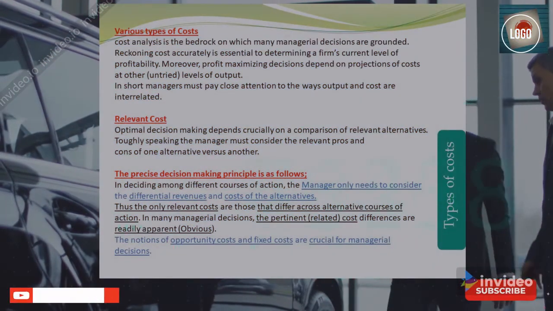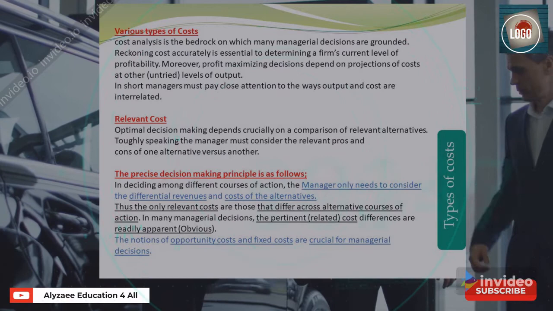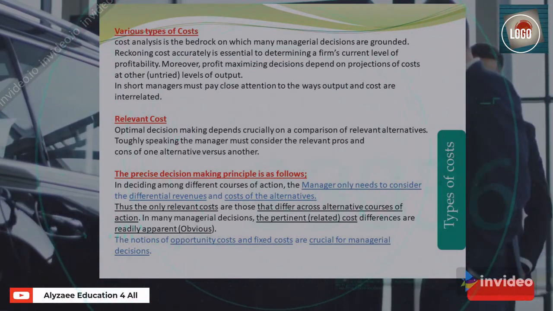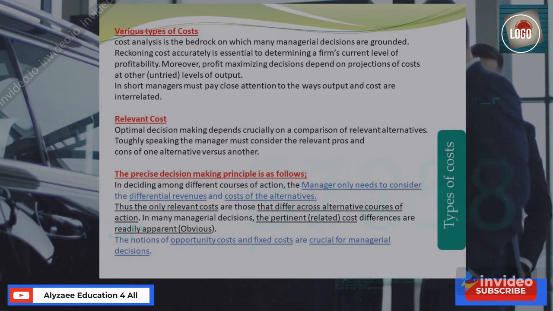In this slide, we will be going further deep into the definitions and concepts of different costs, so various types of costs. Cost analysis is the bedrock on which many managers' decisions are grounded. Bade sare managerial decisions depend karte hain. So, reckoning cost accuracy is essential to determine the firm's current level of profitability, kitna profit kama rahe hain, future predictions kya hain. Moreover, profit maximization decision ke kis tarike se profit ko maximize kiya ja sakta hai.